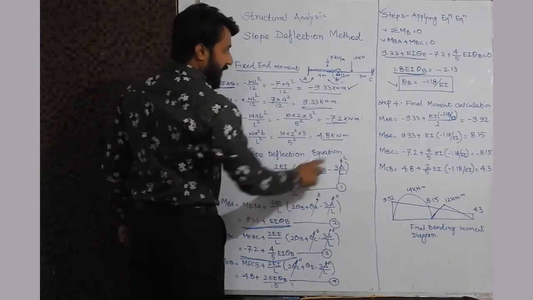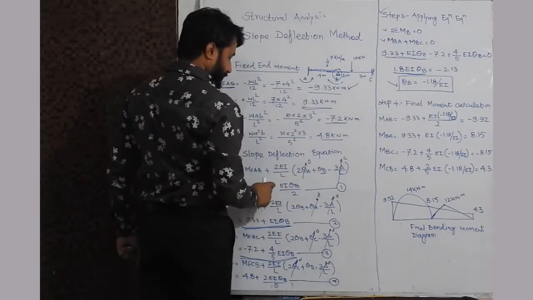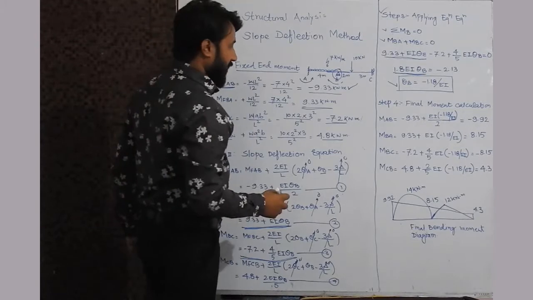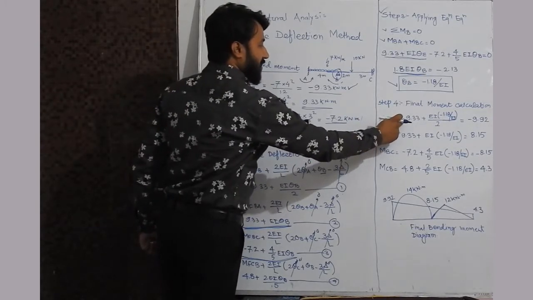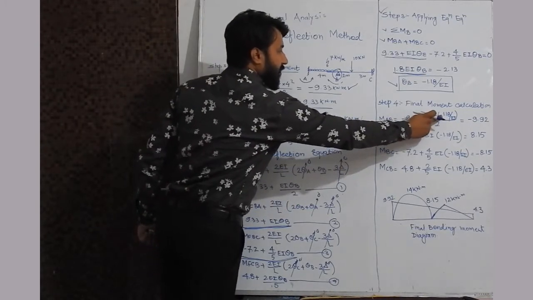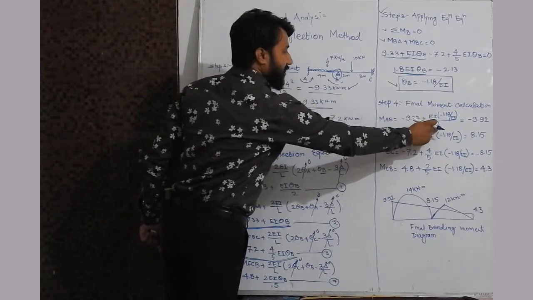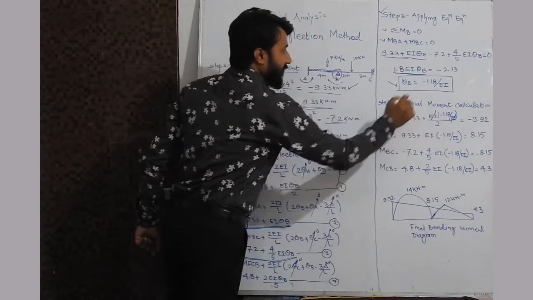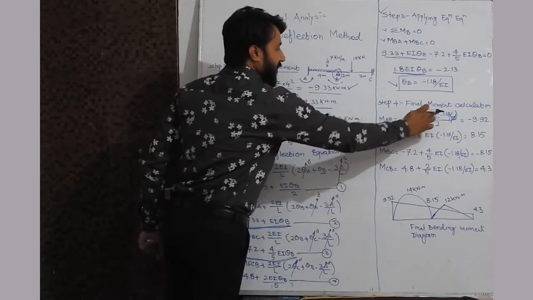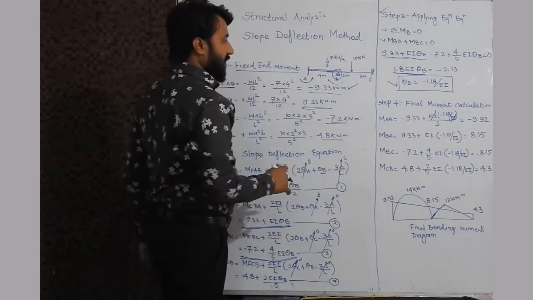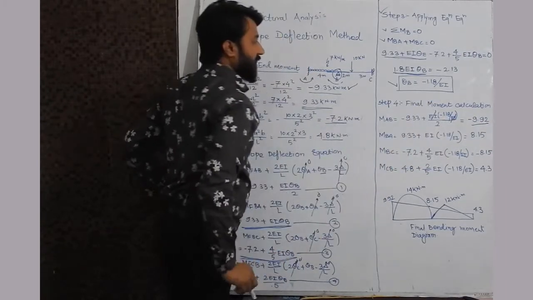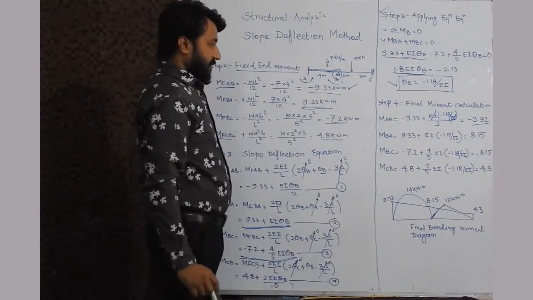So this EI and this EI will get cancelled, and whatever value we are getting will be the final moment. So MAB is equal to minus 9.33 plus EI times minus 1.18 divided by EI, divided by 2. So this EI will get cancelled. Minus 1.18 divided by 2 plus minus 9.33. The value you are getting is minus 9.92 kilonewton meter.